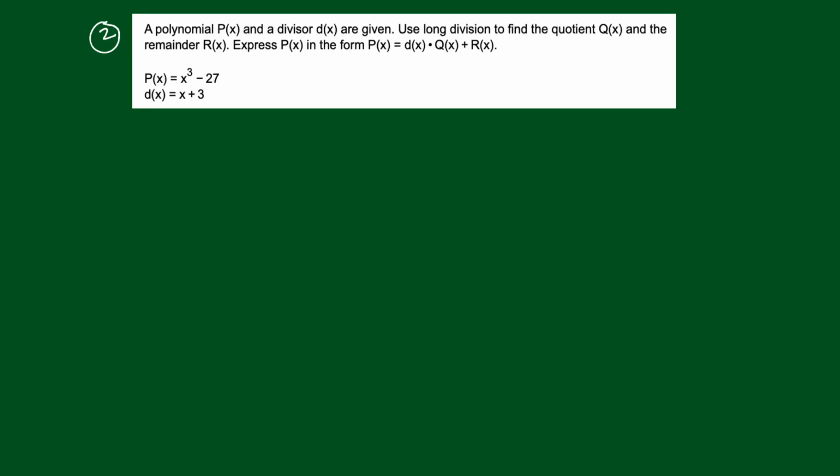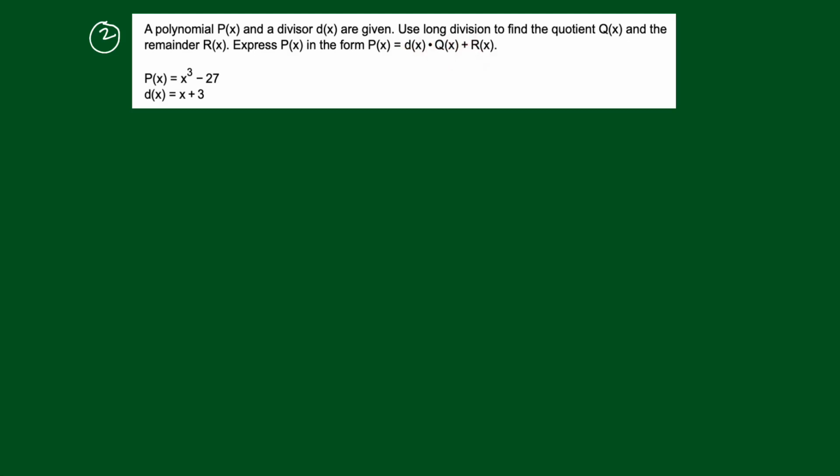Now we're told that a polynomial and a divisor are given. So we're given a polynomial, x cubed minus 27, and a divisor, which means we're going to divide x plus 3 into x cubed minus 27. Now, use long division to find the quotient and the remainder, and express the polynomial in the form of the divisor times the quotient plus the remainder.